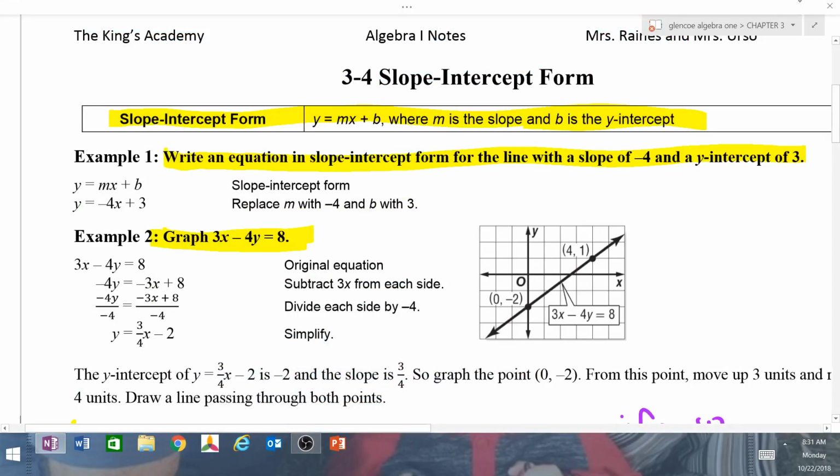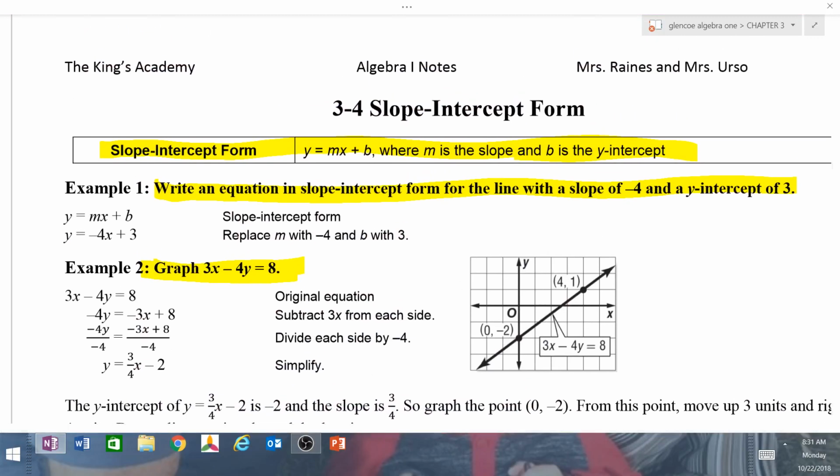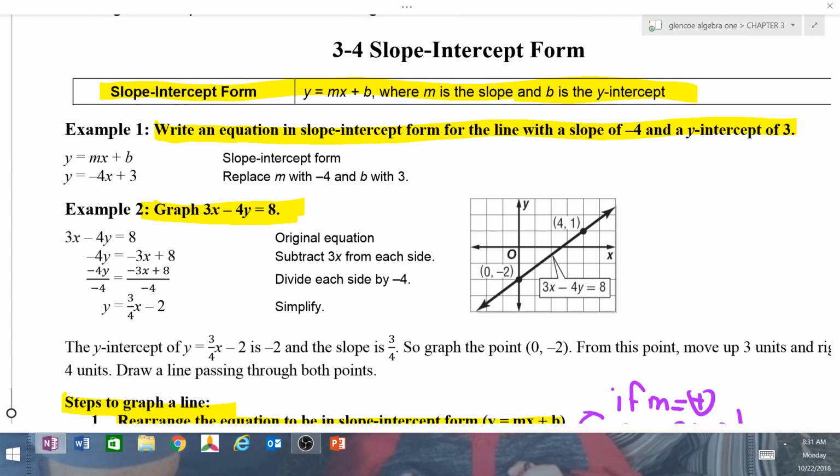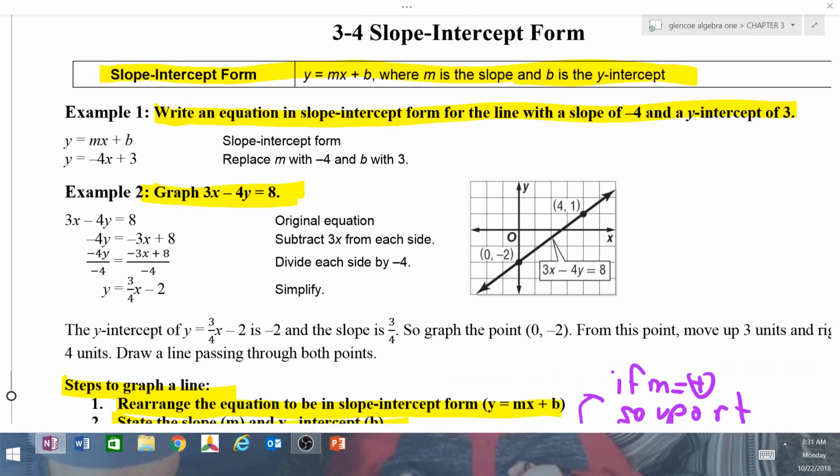Well, good morning. Welcome to lesson 3.4, the slope-intercept form of an equation of a line. Today we're going to talk about probably the most famous equation that we talk about when we think of graphing a line, which is y equals mx plus b, where m is the slope, which is the rise over the run, and b is the y-intercept. Please remember that the y-intercept is where the graph is going to cross the y or the vertical axis.